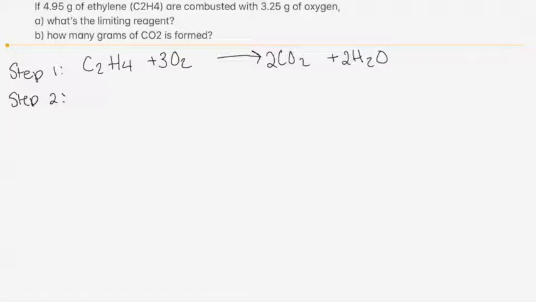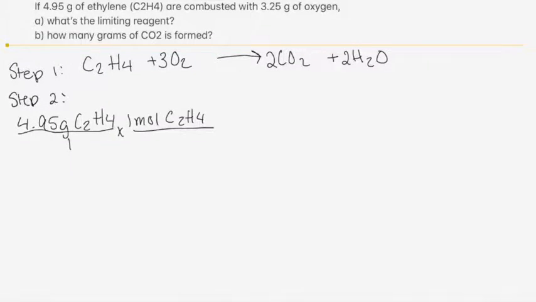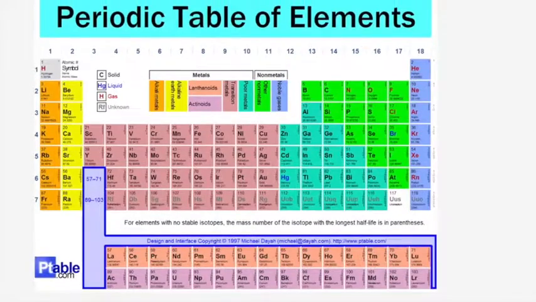So our step 2 is going to be to start with one of the reactants. I'm going to choose C2H4 because that's the one they give us first, and we're going to start with the grams that they give us. So in the problem, we know that we have 4.95 grams of C2H4. And then we're going to put 1 mole on top, and we're going to use the molar mass to cancel out grams on the bottom.